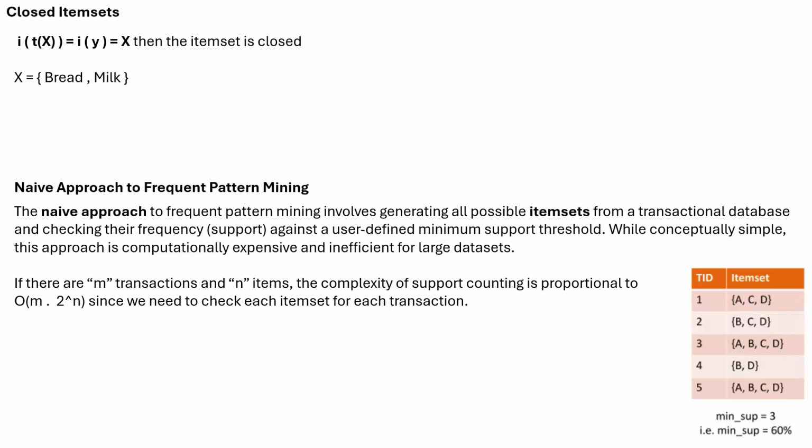As I told you, the naive approach to frequent pattern mining involves generating all possible item sets from a transactional database and checking their frequency against a user-defined minimum support threshold. While conceptually simple, this approach is computationally expensive and inefficient for large data sets. So this is the naive approach that we are doing.